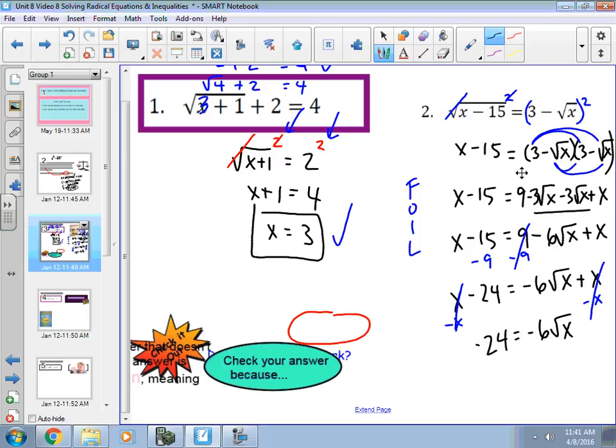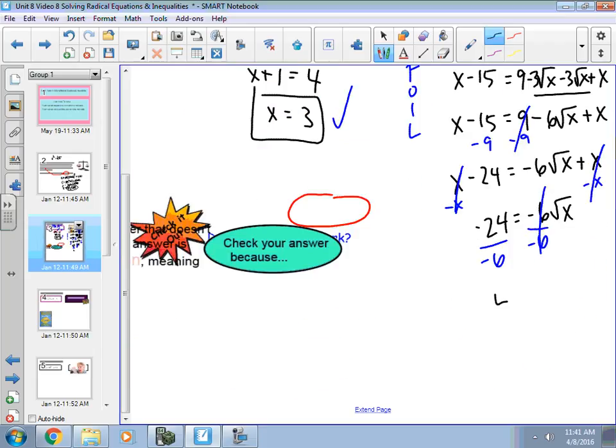Okay, now we want to get the 6 out of here. It's being times, so don't add 6. We want to divide by negative 6. Cancel that out. So now we got 4 equal to the square root of x. Okay, next thing we want to do is to undo square root, square both sides. Okay, that cancels out, so you just got x here. 4 squared is 16. Okay, so 16 is what we got as an answer here.